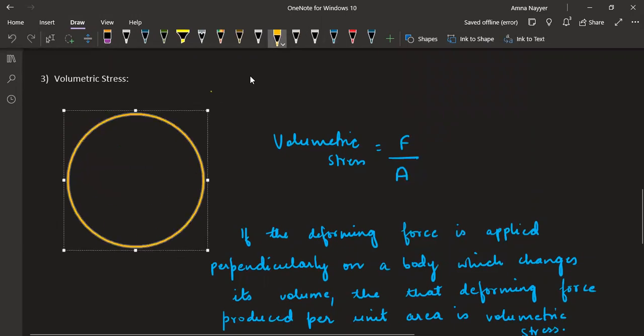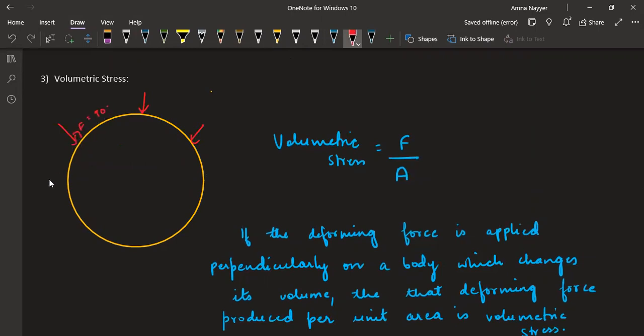Suppose this is a body. And now I have applied forces, perpendicular forces, normal forces on the surface like this, making an angle of 90 degrees on its surface. Fine. Now, obviously, because of the force, what will happen? It will get compressed, right? And the surface area was also something. So this force that was applied to the area is known as volumetric stress.